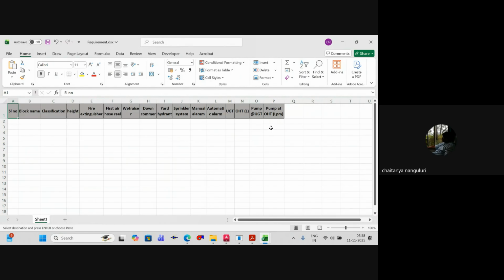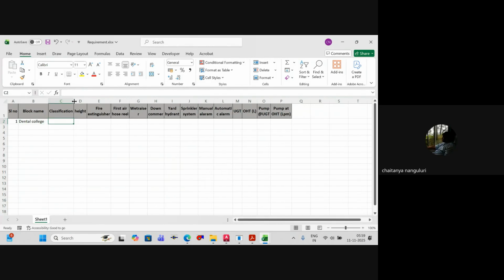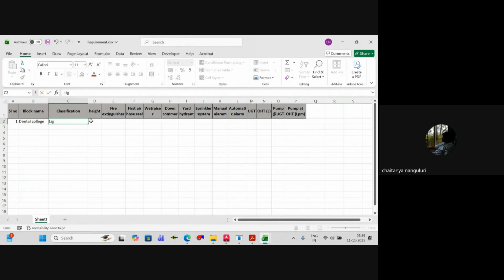Fine. So serial number 1, what is it? What is this campus? A dental college, right? So obviously I have to take it as classification. Classification is obviously what kind of hazard it is. So dental college, all those things will come under light hazard. And building height is how much? 9 is equal to less than 29 divided by 3.28. So that's around 8.84 feet.